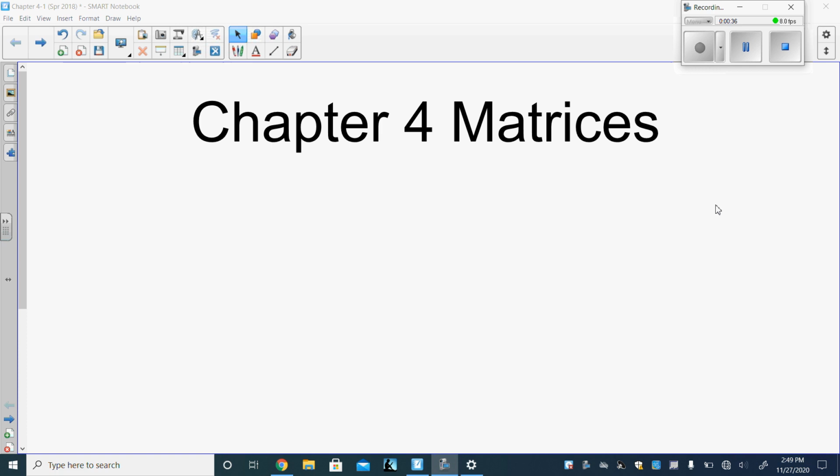And we've covered matrices before. We've done addition, subtraction, multiplication. We've seen how it works, especially with the graphing calculator. So we're going to be taking a second look at this and delving a little bit deeper into it.